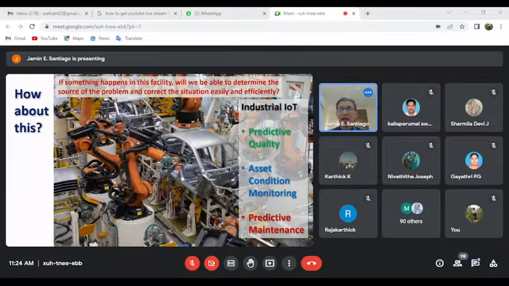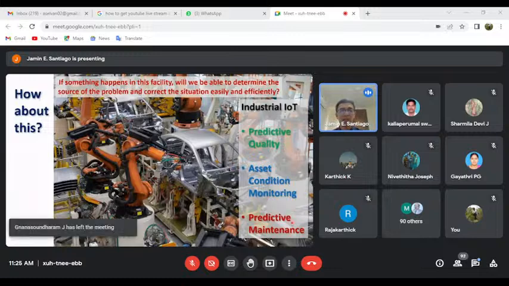And another is asset condition monitoring. Is this robot being used 90% of the time, or the other robot is being used only 85% of the time? So we can now compare the different robots to see, of course, this has more performance, so we have to be more careful that this does not break down during the course of production. And that will lead us to predictive maintenance.